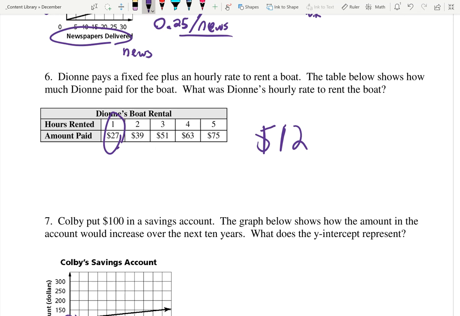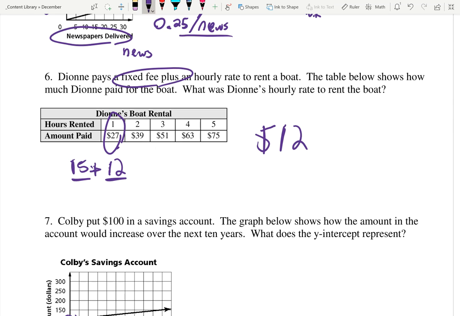In the first hour, she's paying $12 for that 1 hour rental, but she's also paying, as it says in the problem, a fixed fee plus the hourly rate. So in the beginning, she has to pay a fixed fee. That first hour includes the $12 for the hour, but it also includes the fee. If you take 12 out of 27, that fee must have cost $15, right? The question doesn't ask for that, but I'm explaining why that 27 is there. She's paying $15 as the fee and then $12 for the first hour, meaning for 1 hour, she pays that $27.